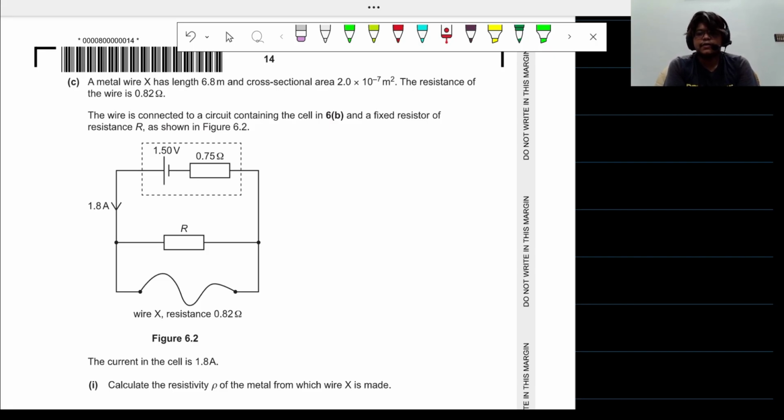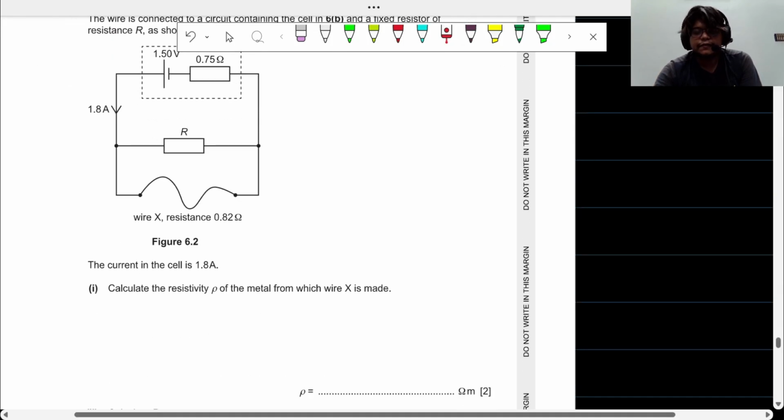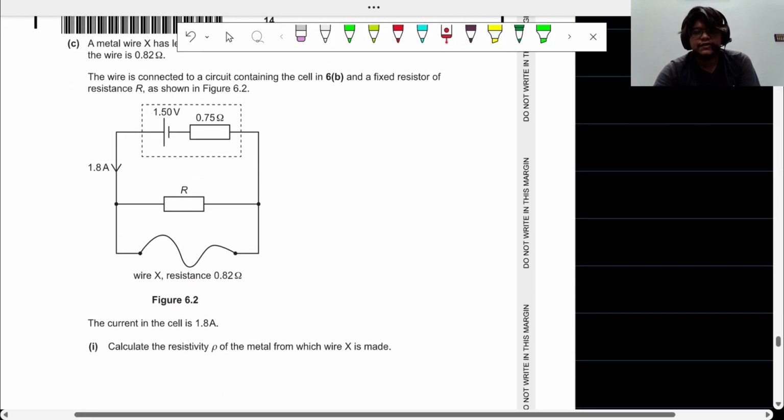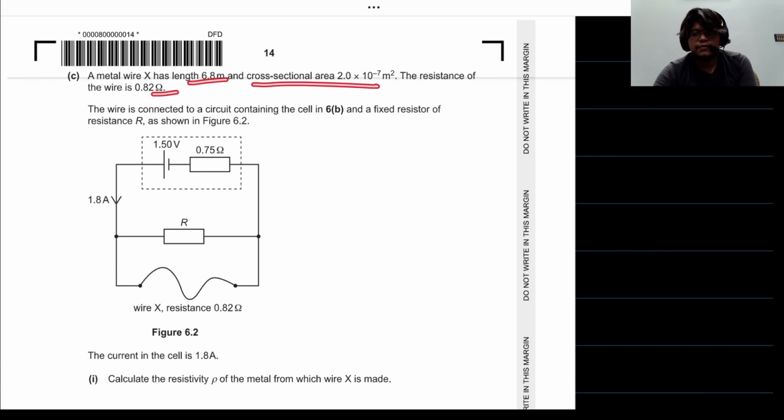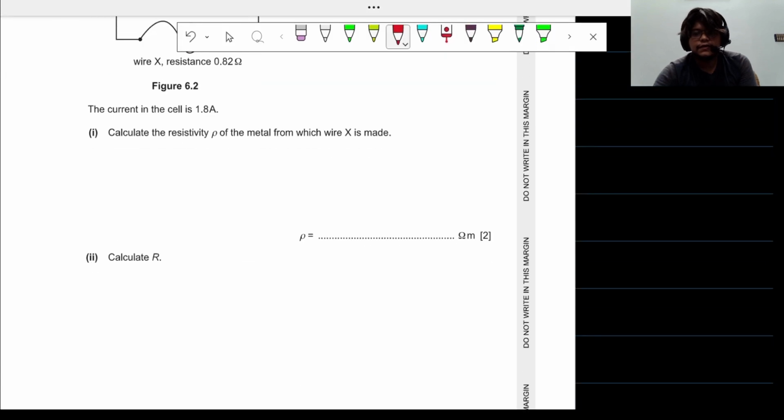We have the same cell which is now attached into the circuit, right? It is providing us with a current of 1.8 amperes. So what we need to find first is the resistivity. For resistivity, everything is provided. We know the cross-sectional area, we know the length, we know the resistance. So we will just apply the formula that R is equal to rho L over A.